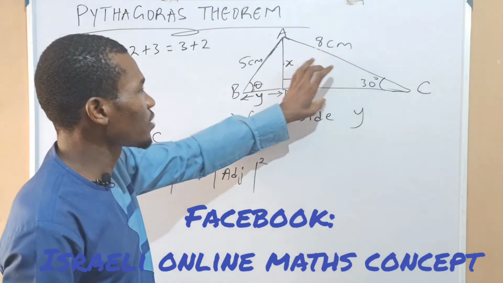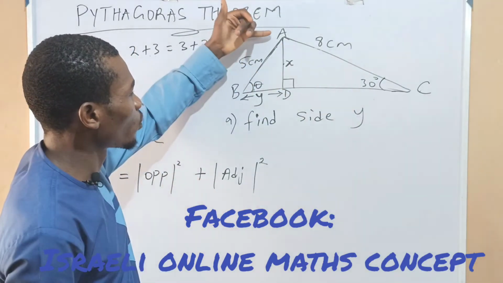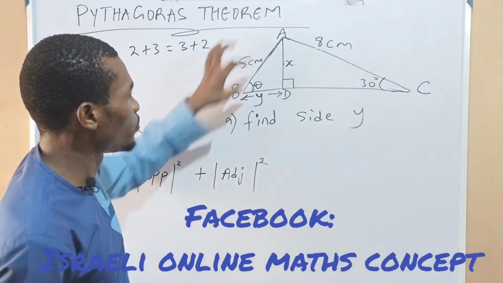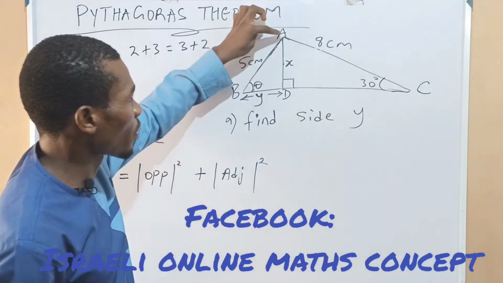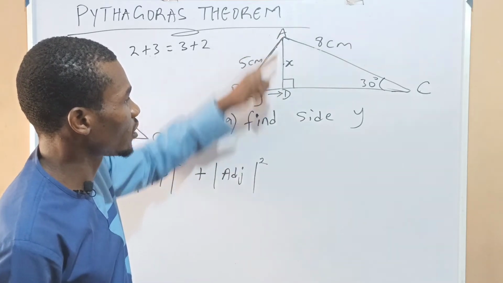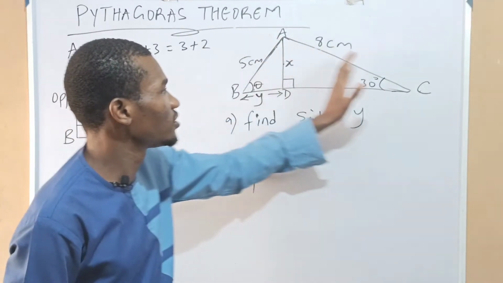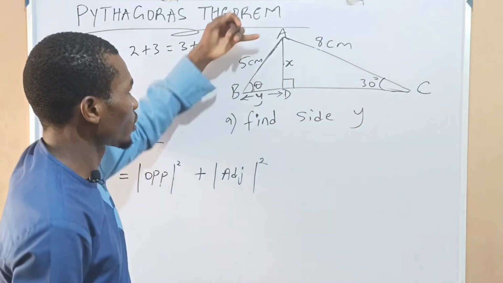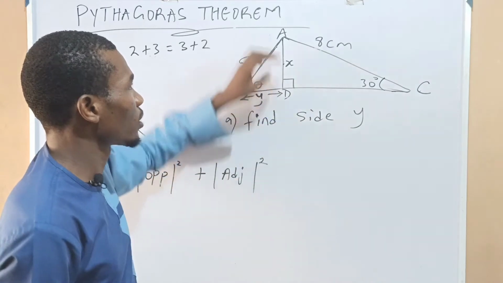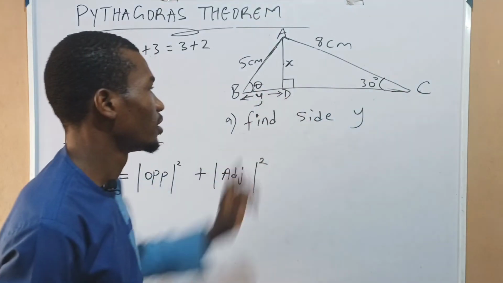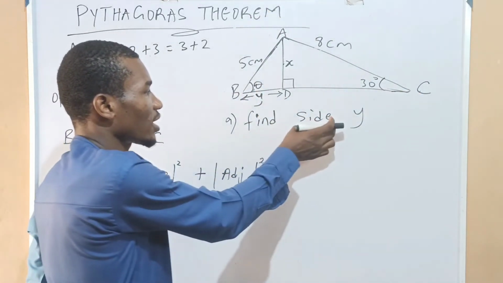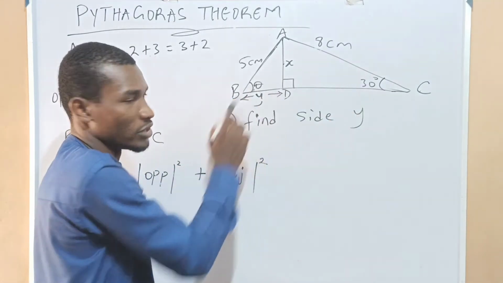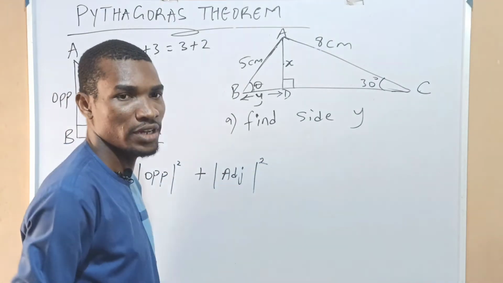Now, in this given problem, we have triangle A, B, and C. And in this given triangle A, B, and C, because of this perpendicular line drawn from point A to point D, it now splits this given triangle ABC into two triangles, which are triangle ABD and triangle ACD. So we are asked to find the side Y, which is this side from point B to point D. That is the side Y we are asked to find.